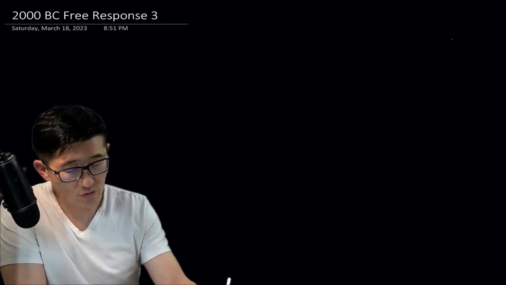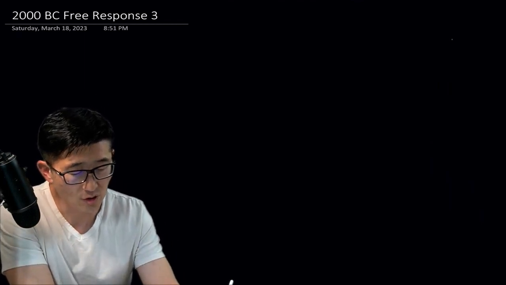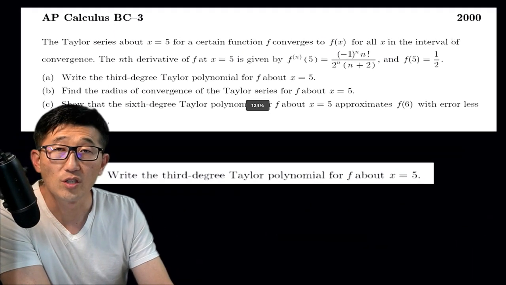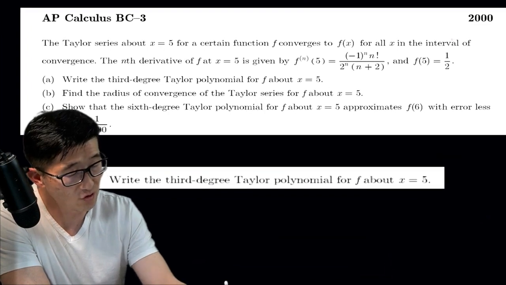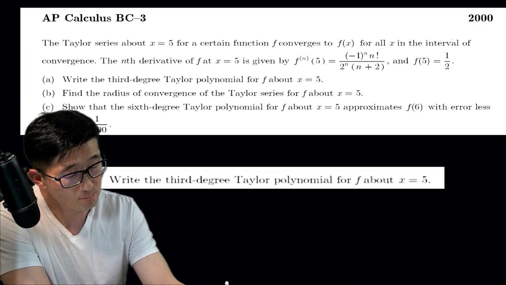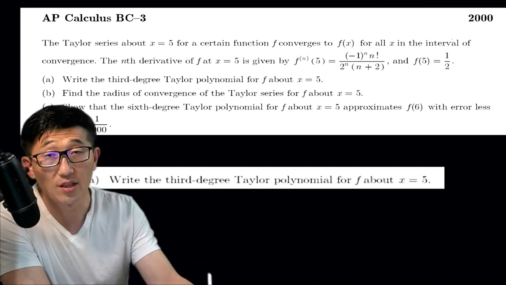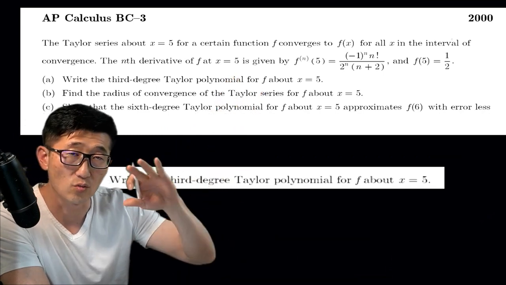All right, let's do another free response. This one is from the calculus test, year 2000, BC free response number 3. Oh, here it is. All right, so the Taylor series about x equals 5 for a certain function f converges to f of x for all x in the interval of convergence, and the nth derivative at x equals 5 is given with all of that.